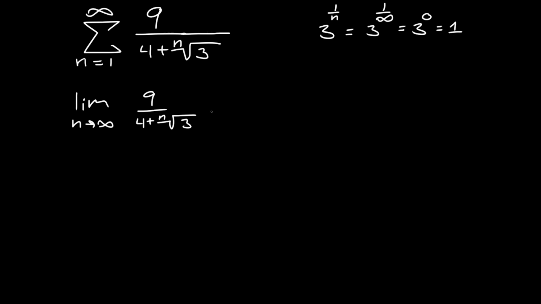So if we were to plug in infinity for the nth root of 3, we would end up getting 9 divided by 4 plus 1. If we were to simplify this, we would get 9 divided by 5. And because 9 divided by 5 does not equal 0, this series diverges by the divergence test.